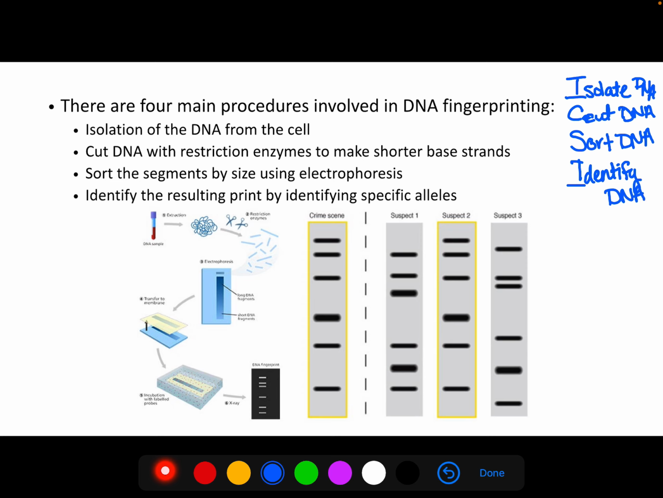And so we said we isolate DNA by getting it out of the cell, removing all of those organelles. Cut the DNA using those restriction enzymes. Sort the DNA using electrophoresis. And then identify, when we look at the electrophoresis print and match up which ones are identical. That's what it means by identify. So we're looking at those specific bands and those specific alleles to actually analyze that DNA fingerprint.